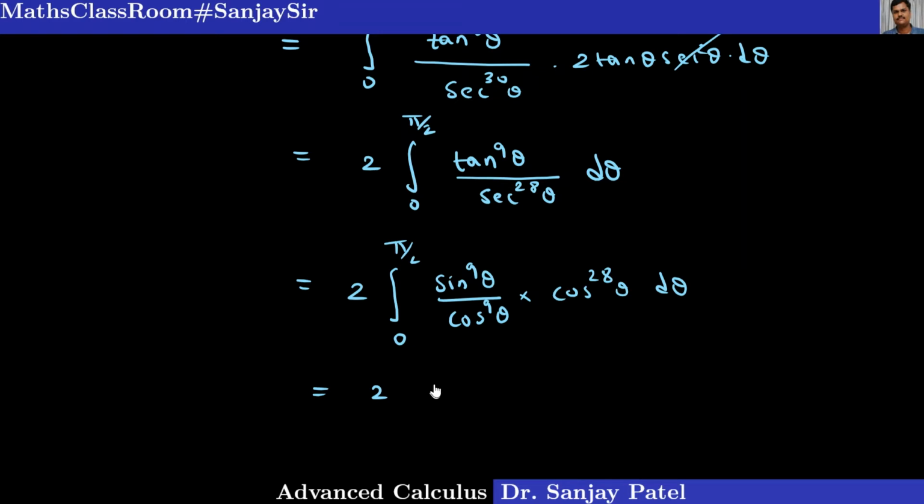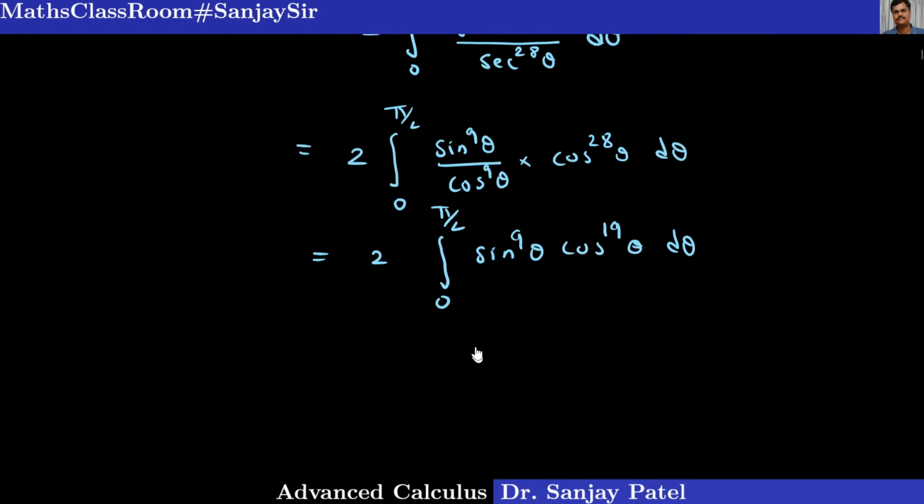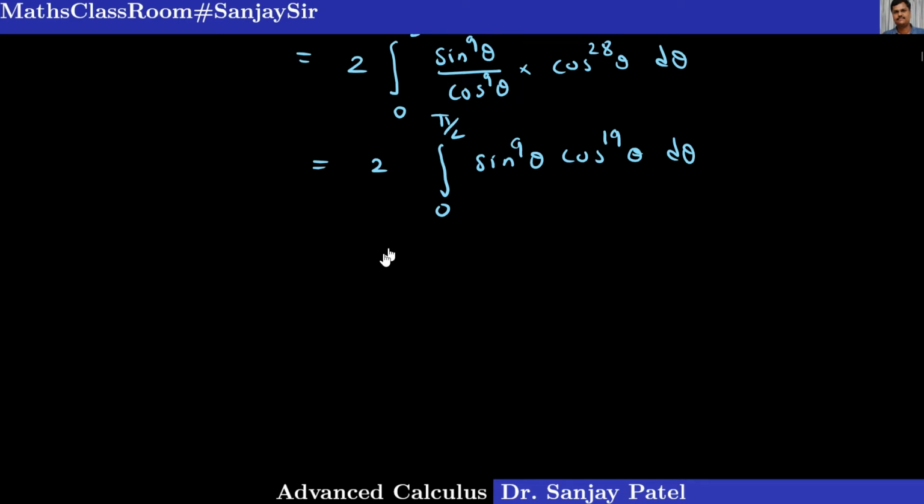So this is equal to 2 times integral 0 to pi by 2 sine raised to 9 theta and cos raised to say 28 minus 9, that is 19 theta d theta. Okay, and we know the formula for this in terms of beta function for this integral. So this I can write as 2 into, just I'm using the formula, say 1 by 2 times beta of 9 plus 1 by 2 comma 19 plus 1 by 2.